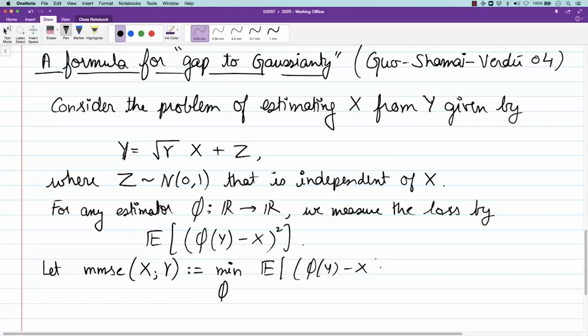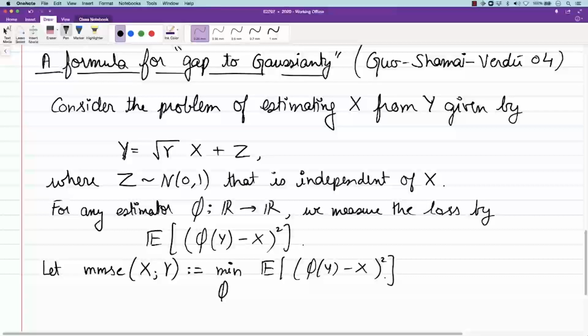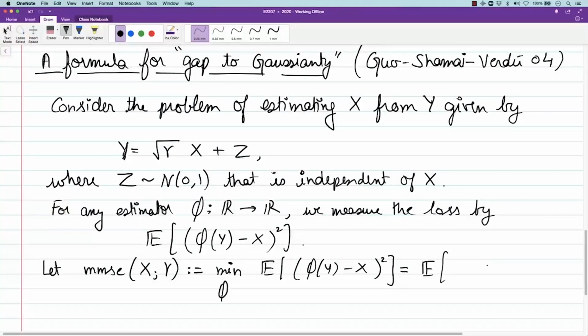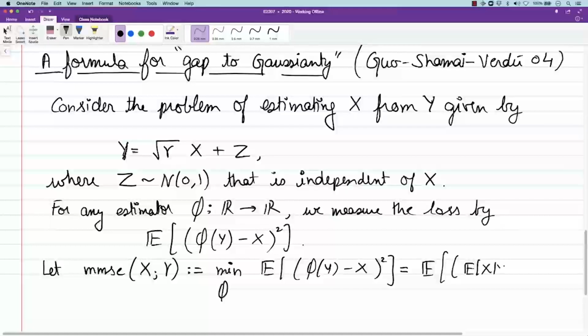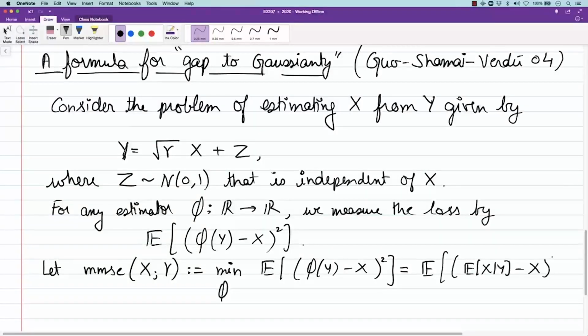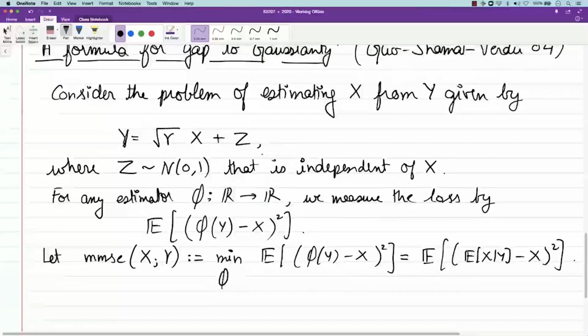And indeed, it is well known which function phi attains this minimum. That's something that you learn in any basic statistics course or the detection and estimation course in the EC department. The function which attains this is the conditional expectation. And once again, I emphasize that this is valid for any joint distribution. In this case, the distribution of x is arbitrary, but the distribution of z is Gaussian. Okay, so we define this minimum mean square error this way.